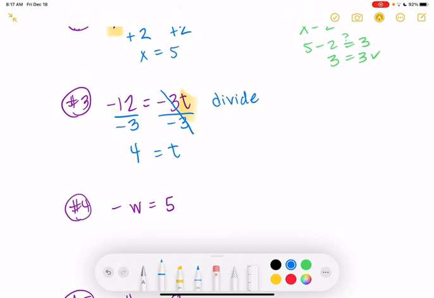Some students, that just doesn't feel right, so they like to rewrite it to have the t equals 4. It's totally up to you. I accept either one, totally fine. And let's go ahead and check it. I'm going to have negative 12 equals negative 3 times, we think t is 4. And if we go and check it, negative 12 equals negative 3 times 4 is negative 12. So we did it right.